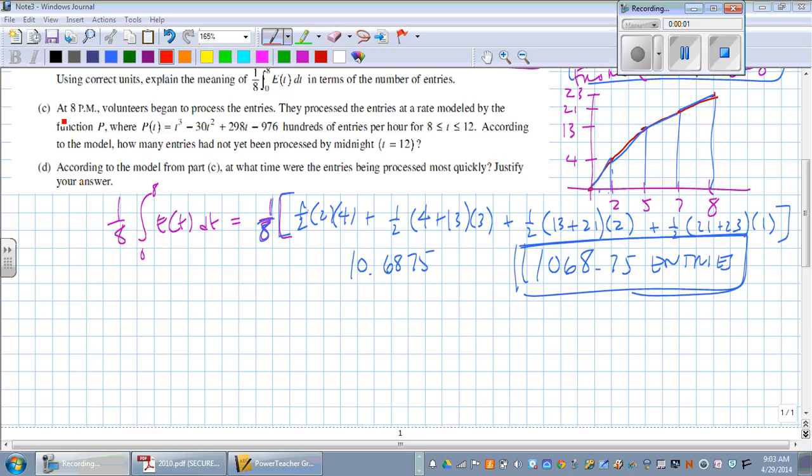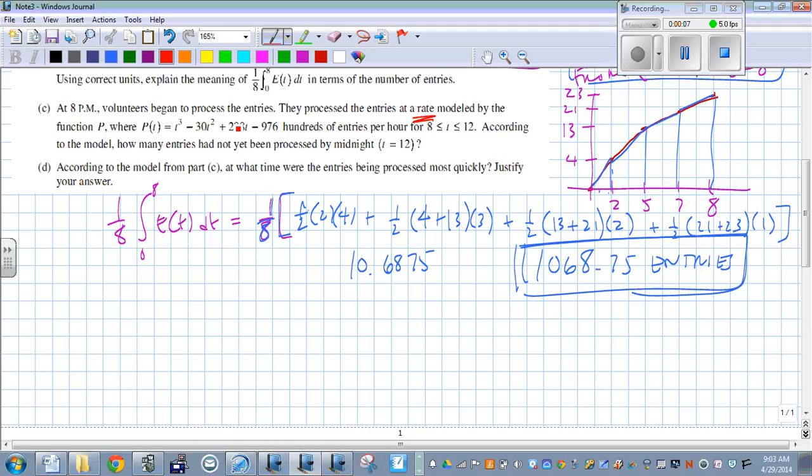All right, part C. At 8 p.m., volunteers begin to process the entries. They process the entries at a rate modeled by the function P of t equals t cubed minus 30t squared plus 298t minus 976, in hundreds of entries per hour from 8 to 12. According to the model, how many entries had not yet been processed by midnight?